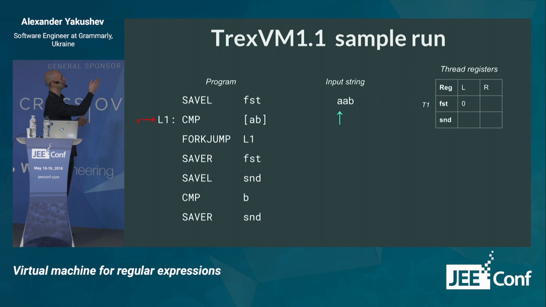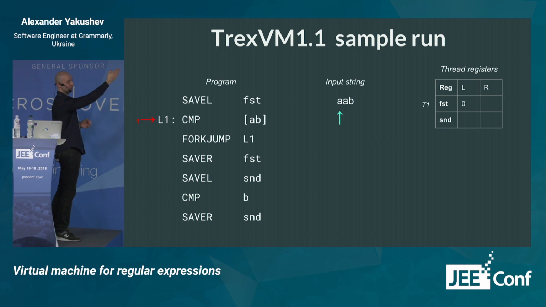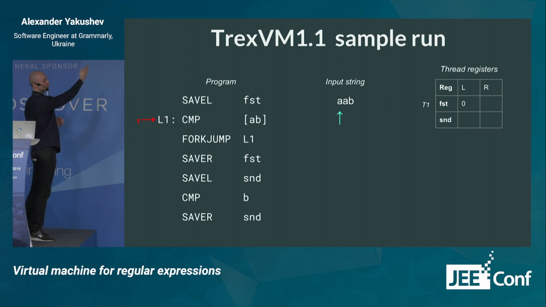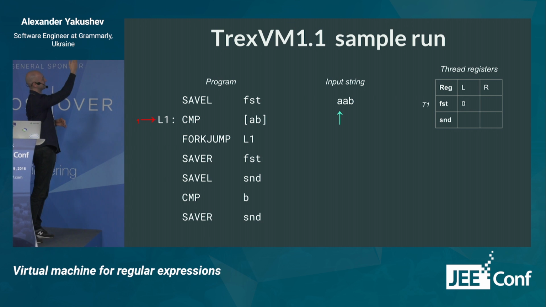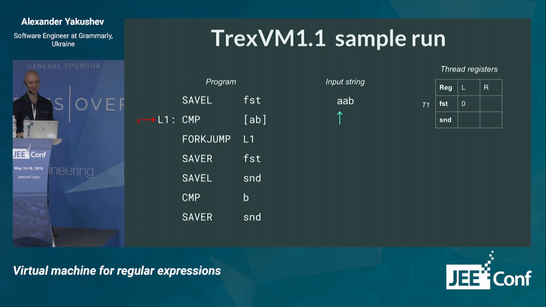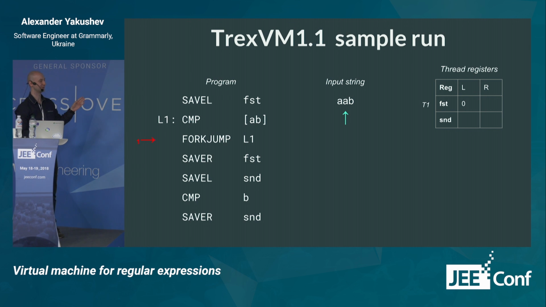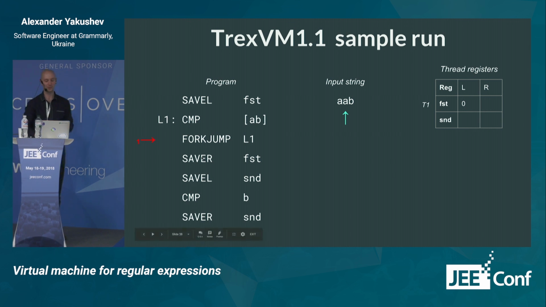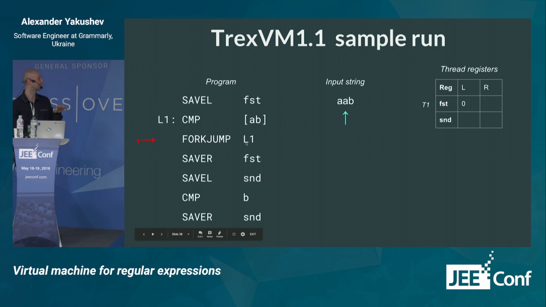Okay, so what will happen now? We execute this compare instruction, where will the thread point, so where will the pointer be, and will anything else change? Okay, I'll just tell. The thread will point to fork jump, and the input pointer will propagate. Intuitive? Okay. I'll just do it for you. Just track it. So we add fork jump here to L1.